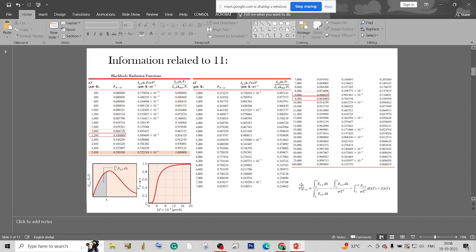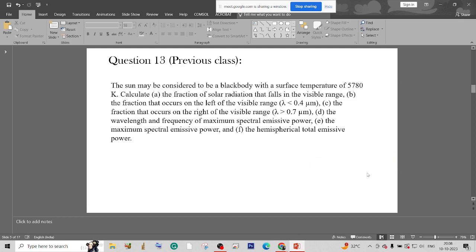Now for the next part, the wavelength and frequency for maximum spectral emission. So for this, that is part D, we simply use Wien's displacement law. So lambda max into T is equal to 2898 micrometer Kelvin. The temperature is 5780, so this is 2898 upon 5780, so this will be 0.5014 micrometer.